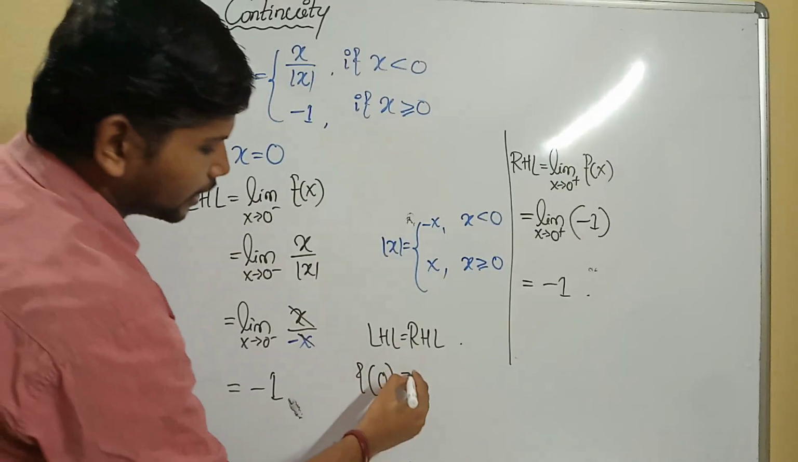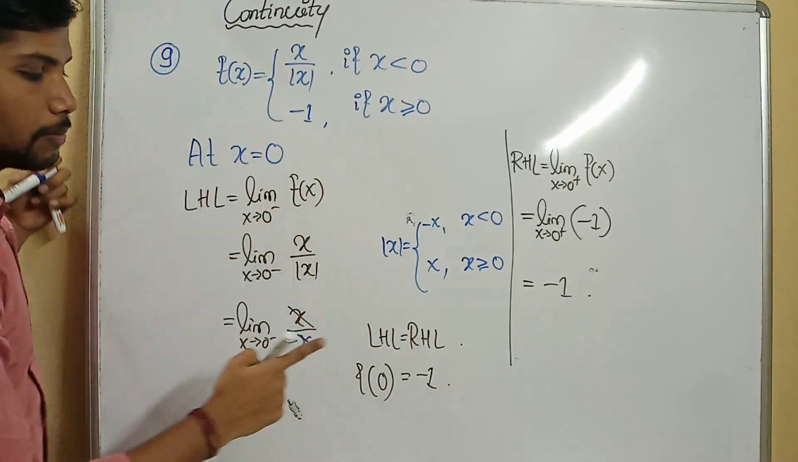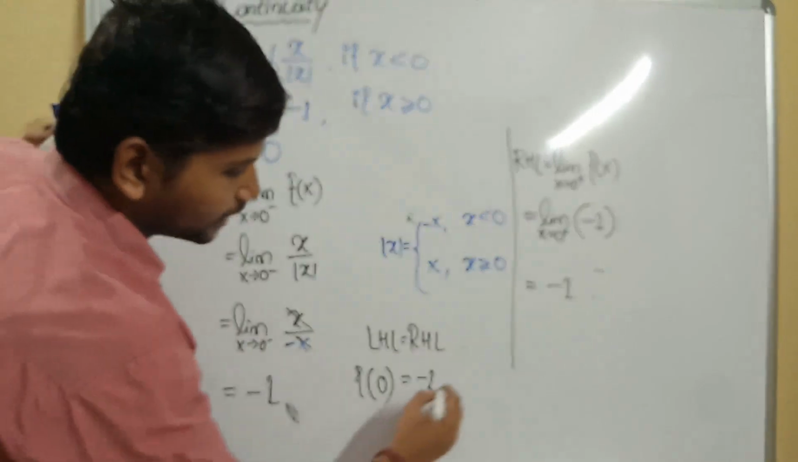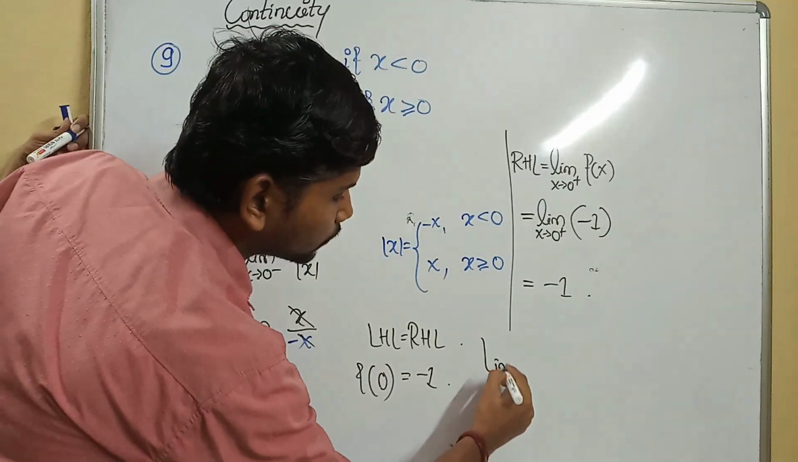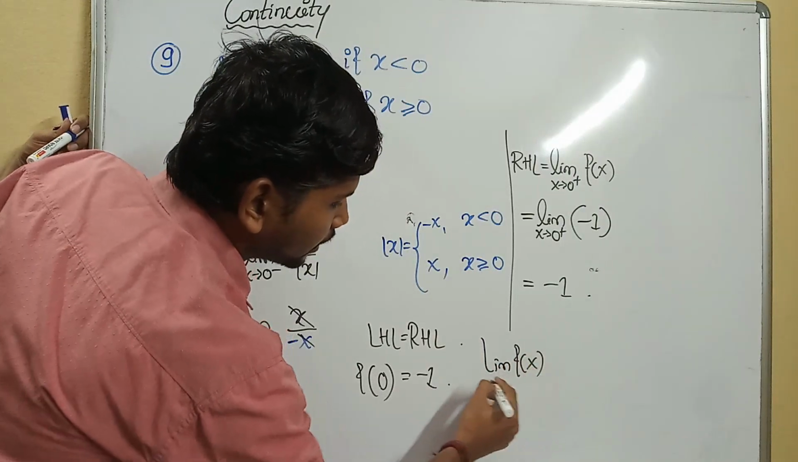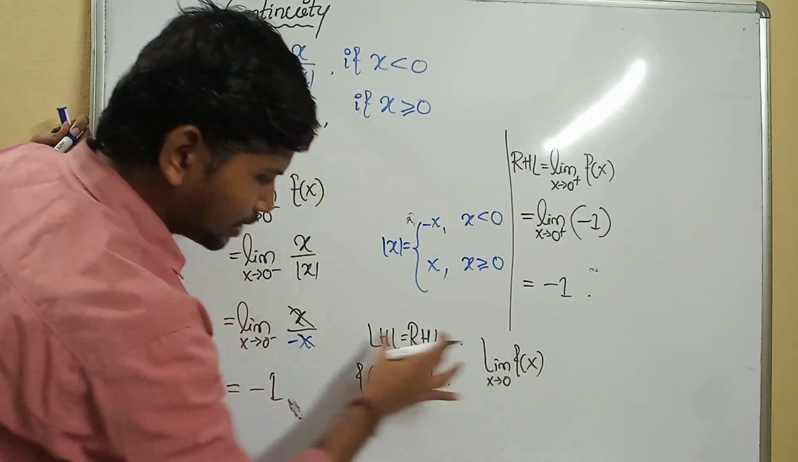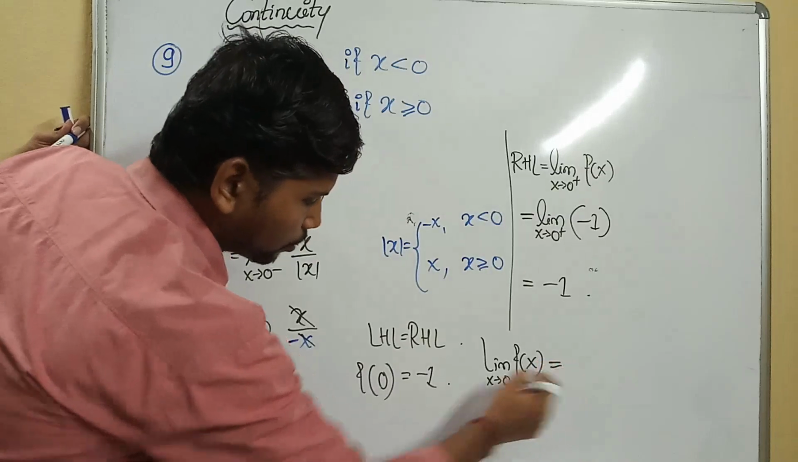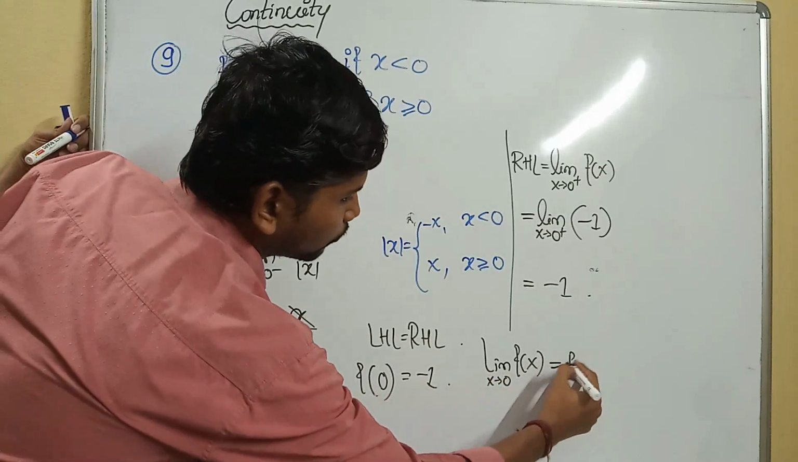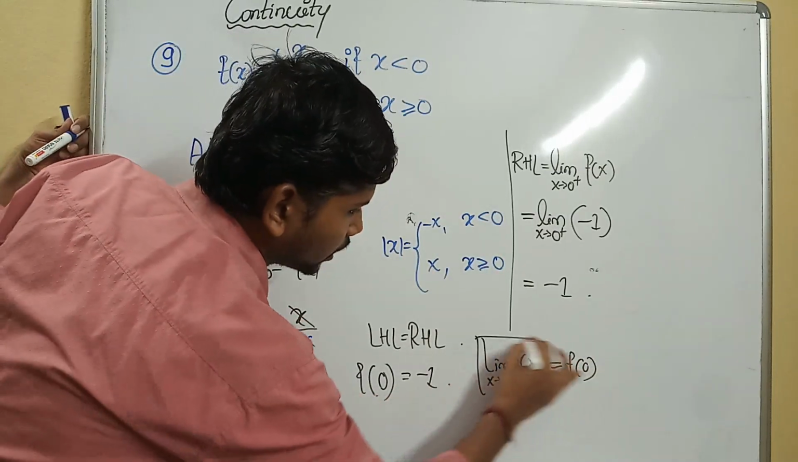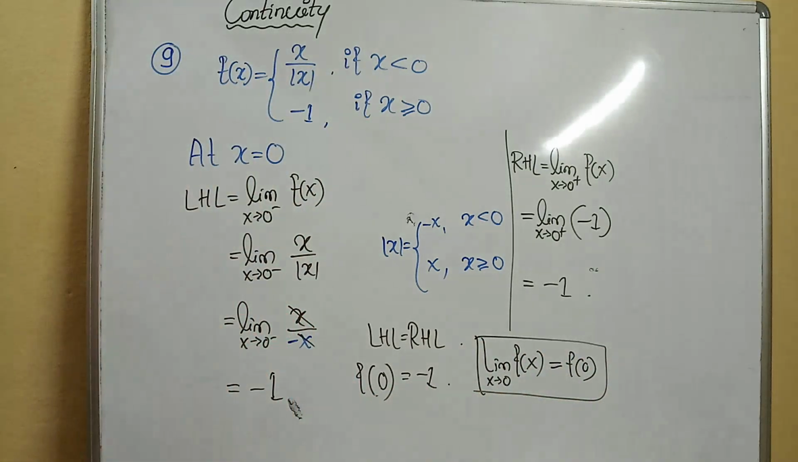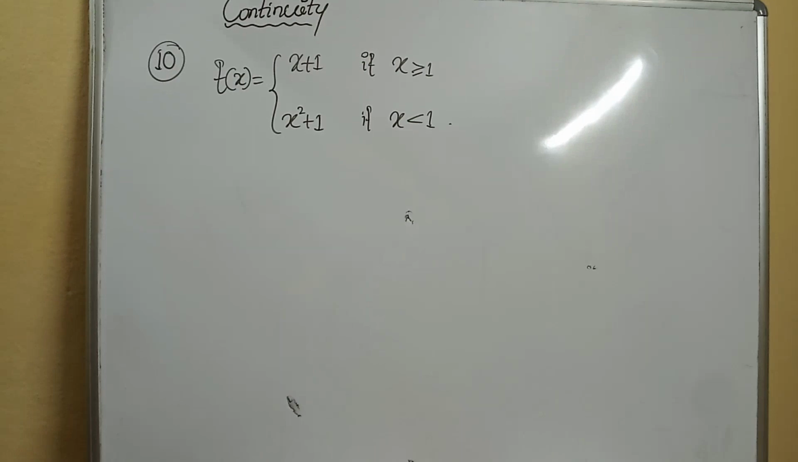Its value is directly, we can write minus 1. Means the limit exists. We can write this as the limit of f of x as x tends to 0. This is LHL equals RHL. The limit of the function is equal to f of 0. Means the given function is continuous at x is equal to 0.